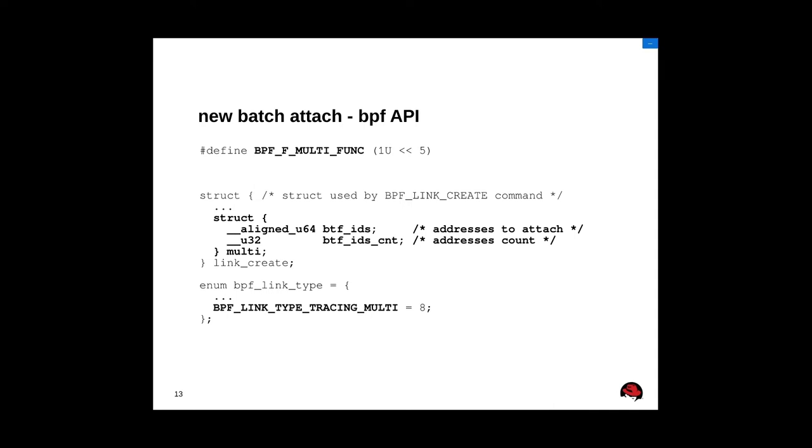It's quite easy. You load the program with the new flag BPF_F_MULTIFUNC, which informs the verifier that this is a program that can be called from multiple functions, and we created the new type of link called tracing multi, which expects on the input, in the link_create structure, the array of BTF IDs. Each function is represented by a BTF ID. So the user just specifies the array of the functions that he or she wants to trace, puts it in the array, and the size of the array, the BTF ID count, and that's basically the full interface on the BPF side.